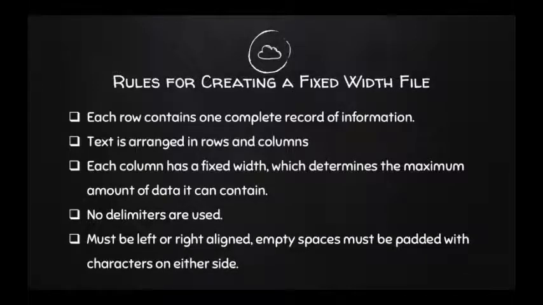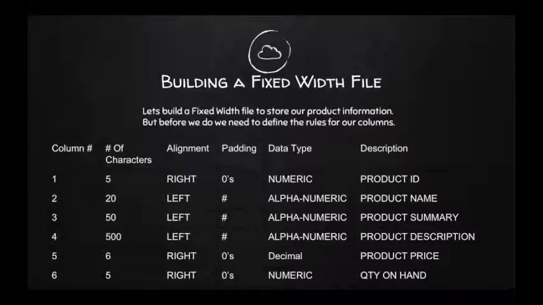And the other rule, which is crucial, is the fields must be left or right aligned. Empty spaces must be padded on either side. So if the field is left justified and your product name is 10, but your product name field is 50, you're going to have to put another 40 characters after product name before you add the product description. So this could be spaces, it could be underscores, it could be anything, but it has to be filled.